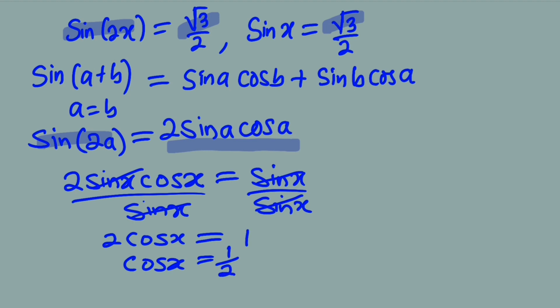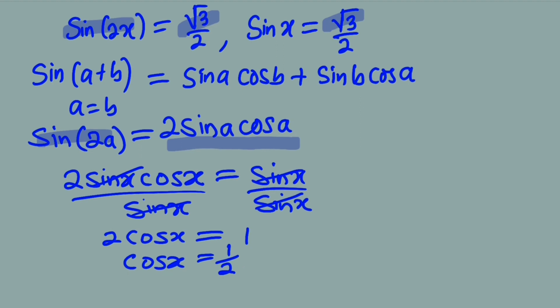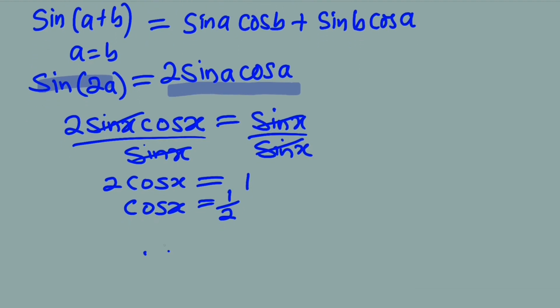This is a special case because cos 60 degrees is equal to 1 over 2. Therefore, we conclude by saying that x is equal to 60 degrees. And you can even take your calculator to take cos inverse of both sides. And cos inverse of 1 over 2 is 60 degrees, or pi over 3.